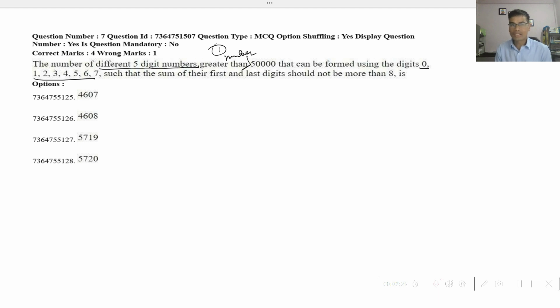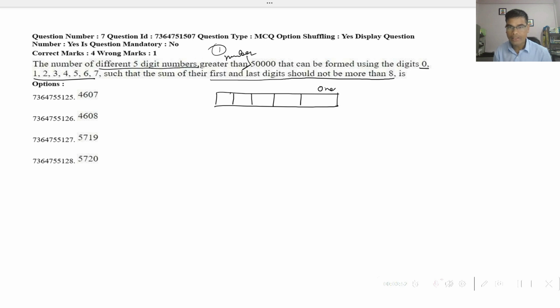And the second condition is the sum of the first digit and the last digit should not be more than 8. That means it can be less than 8 or equal to 8, but it should not be more than 8. So let me denote the position of each of those digits by using these boxes. Here is your unit digit or ones, here is your tens digit, here is your hundreds digit, and here is your thousands digit, and the 10,000 digit.